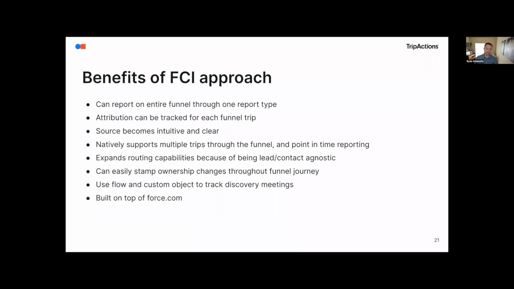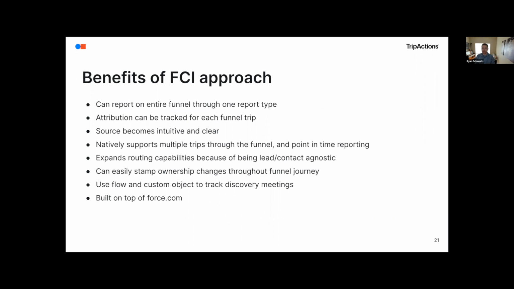And if you do this, if you have a really solid foundation with Full Circle technology, and you implement some of these tips for making it awesome, the benefits are really awesome. Like you can report an entire funnel to one report type. It's incredibly useful. You don't have to worry about getting to all this data using different report types. You can track the attribution and the source of each funnel trip. We're going to talk about that a bit more in a bit. With that, the source becomes intuitive and clear. You remove the ambiguity. You have a very clean definition of what source is. We'll talk about that in a bit as well.